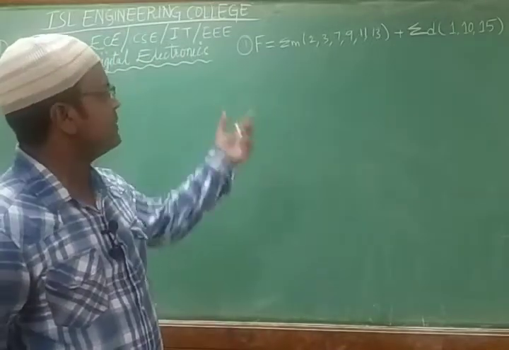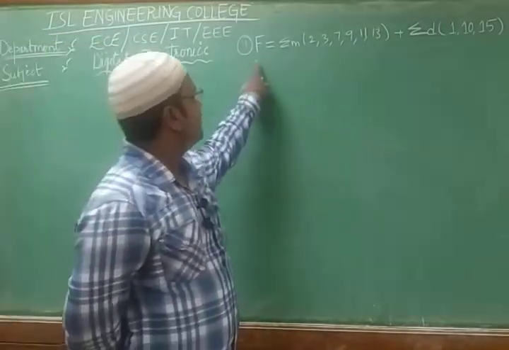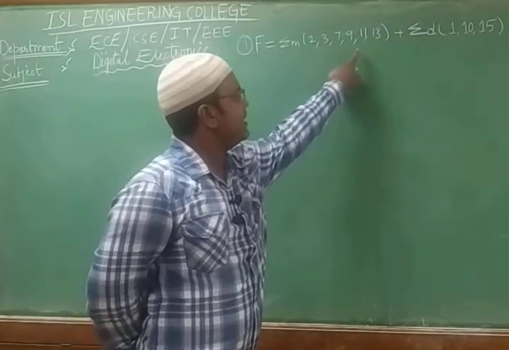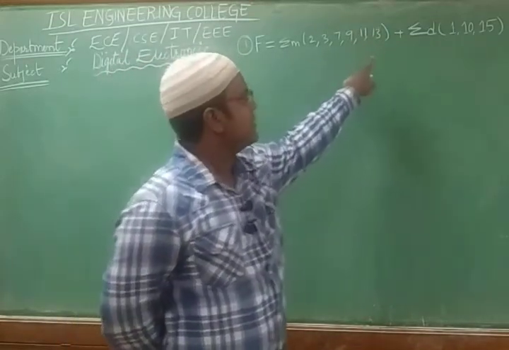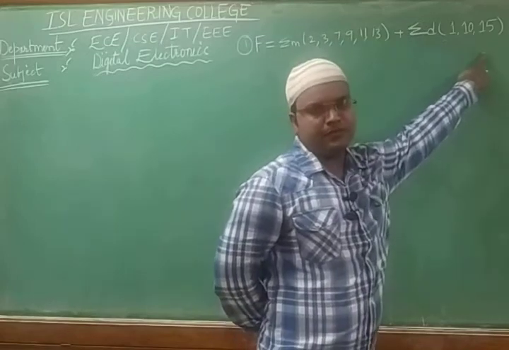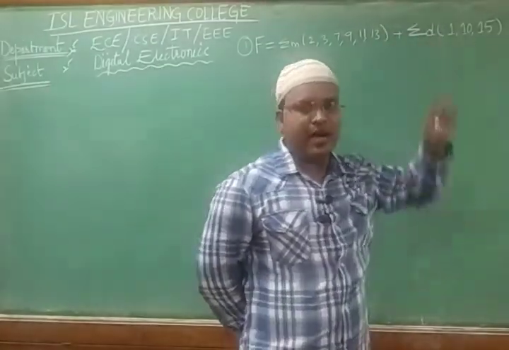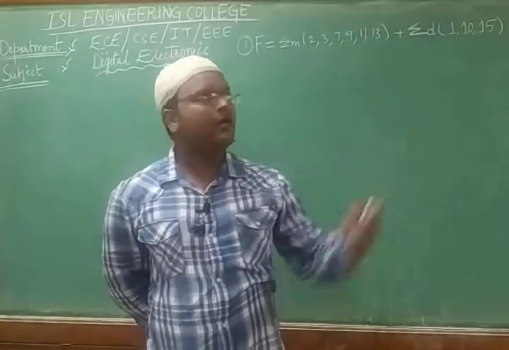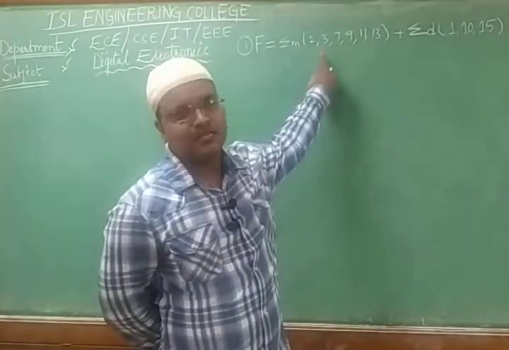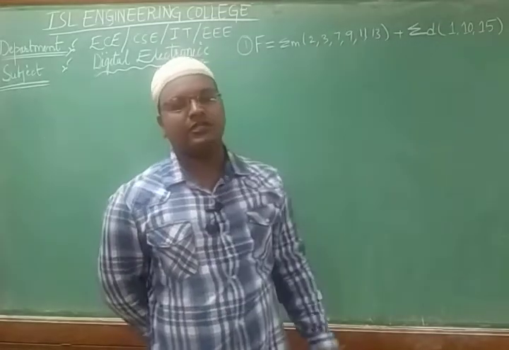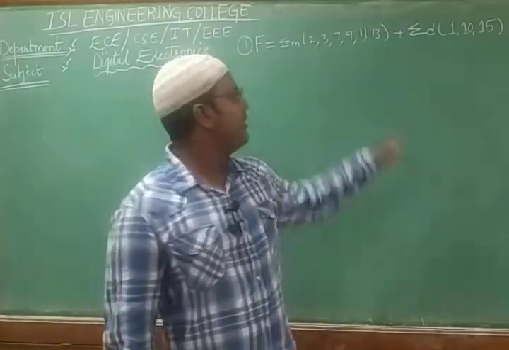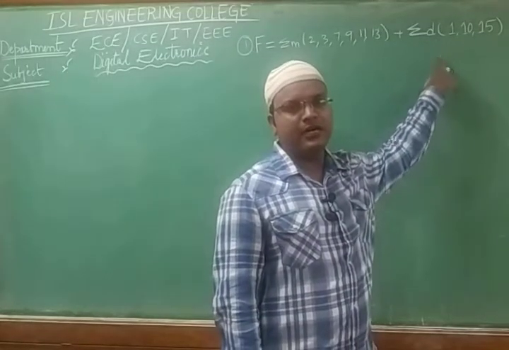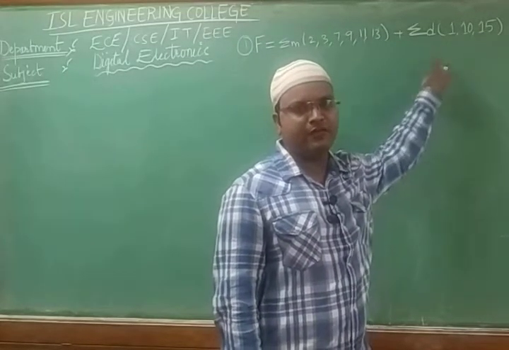In that, they gave one question. The Boolean function f equals summation m of 2, 3, 7, 9, 11 and 13 plus summation d of 1, 10 and 15. They gave these two values and asked us, using the tabular method, to get the essential prime implicants of this particular function. So here they gave the min terms as well as d. What is d all about? d is nothing but the don't care condition.